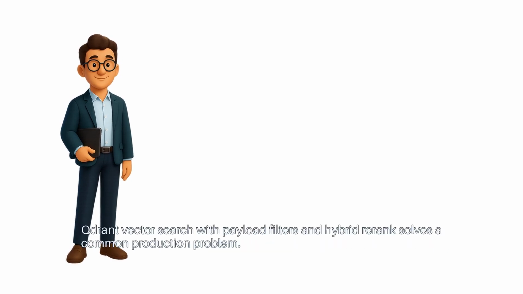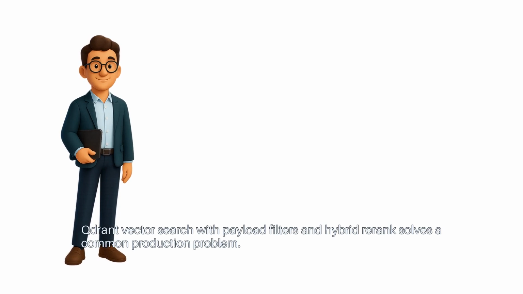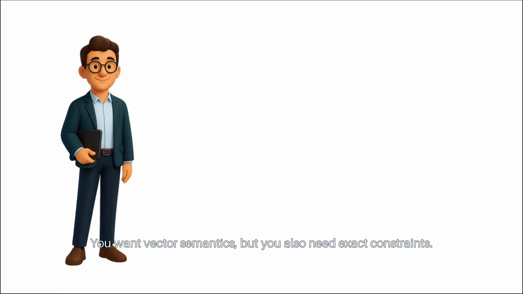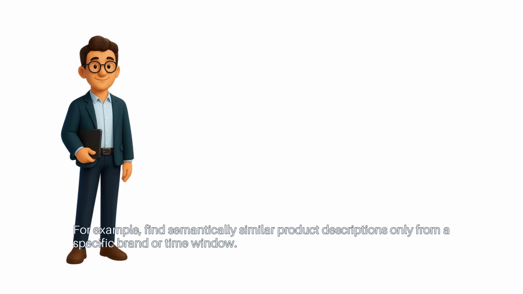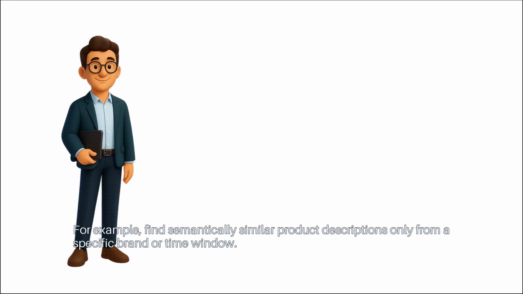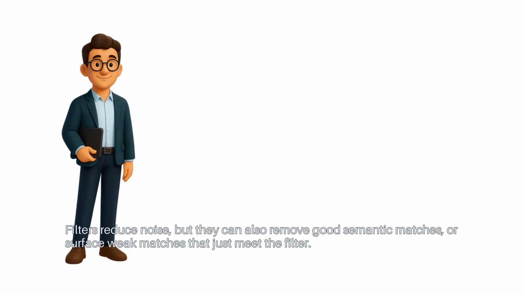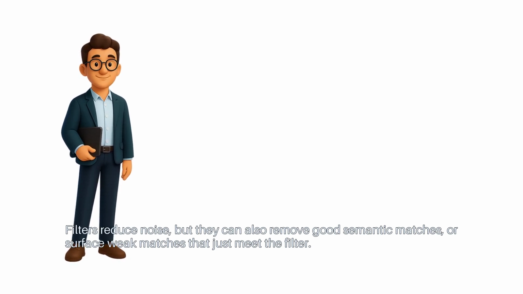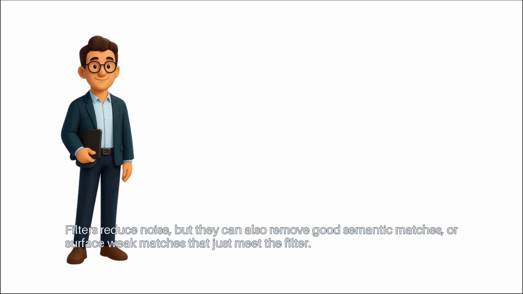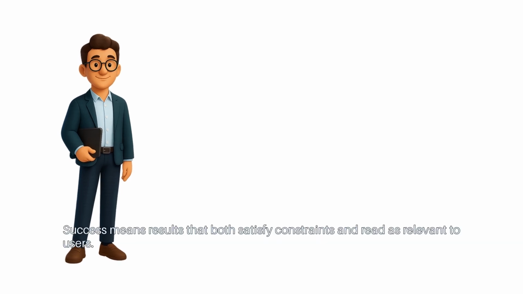Qdrant Vector Search with payload filters and hybrid re-rank solves a common production problem. You want vector semantics, but you also need exact constraints. For example, find semantically similar product descriptions only from a specific brand or time window. Filters reduce noise, but they can also remove good semantic matches or surface weak matches that just meet the filter. Success means results that both satisfy constraints and read as relevant to users.